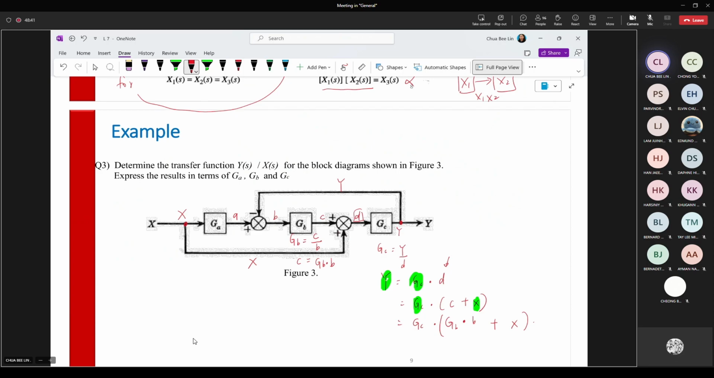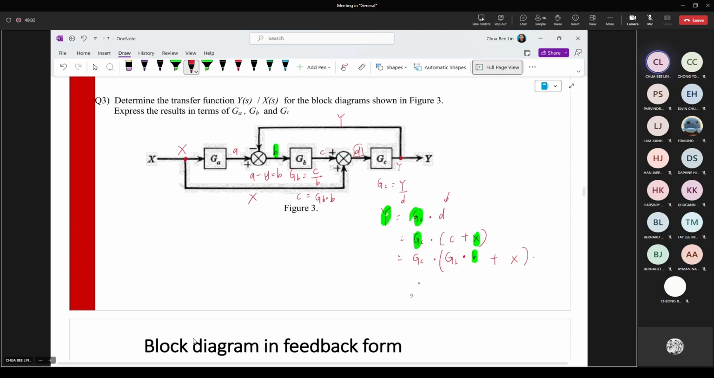So now replace the B. So what is your B here? Your B is, the one going in is A minus Y equals B. So A is plus, minus the Y, equals B. Then you replace the B here, it will be GC multiplied with GB multiplied with A minus Y, the whole thing in a big bracket, plus X. So you will finally replace the A as well.